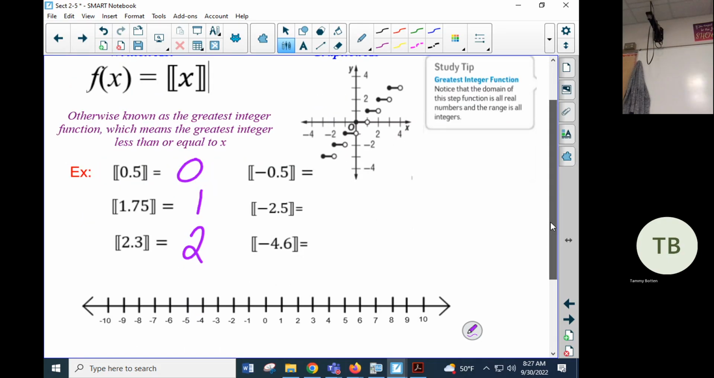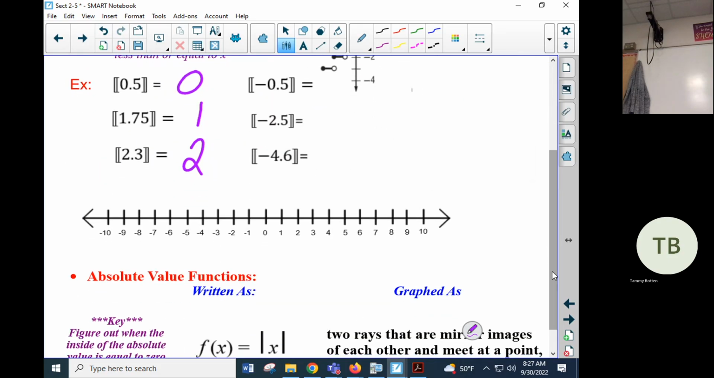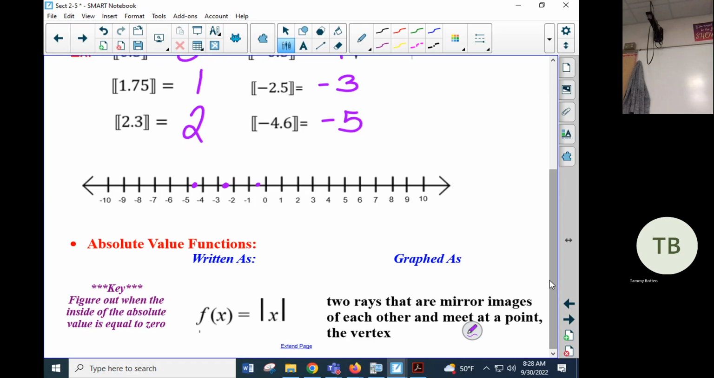When you get to negatives, it's a little bit harder. We talked about this yesterday. If you have -0.5, that's right here, and you're looking for the greatest integer less than that. So it's actually -1. -2.5 is here. The greatest integer less than that is -3. -4.6 is right here. The greatest integer less than that is -5. Okay. And then we'll also talk about absolute value functions today, and in my opinion, they're the easiest of the three.